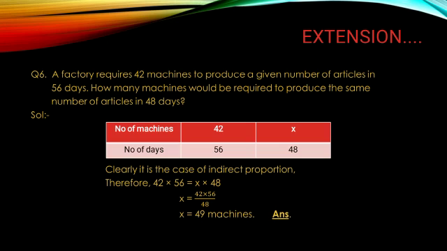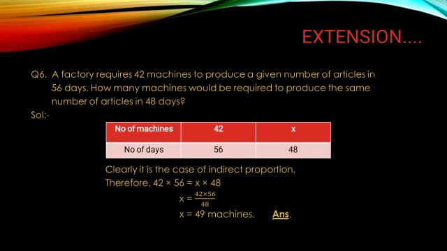So this problem is from your indirect proportion. Let us make the table for that. Number of machines: 42 the first time, and the second time we have to find out, so you can suppose that is x. Then in the second row, number of days: the first time, in the case of 42 machines, it takes 56 days, and for the second condition it takes 48. So indirect proportion is there. So what should be there? The product of 42 and 56 must be equal to the product of x and 48, and the same we have mentioned on the screen.